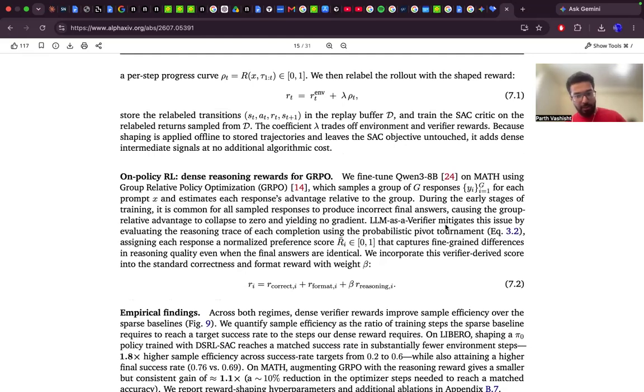And LLM as a verifier mitigates this issue by evaluating the reasoning trace of each completion using the probabilistic pivot tournament, assigning each response a normalized preference score, and that captures fine-grained differences in reasoning quality even when the final answers are identical.